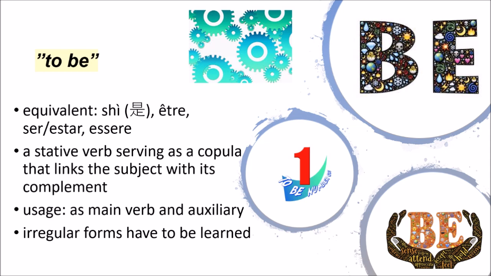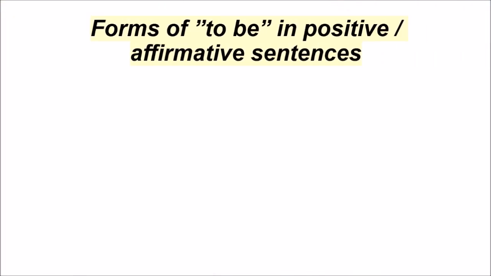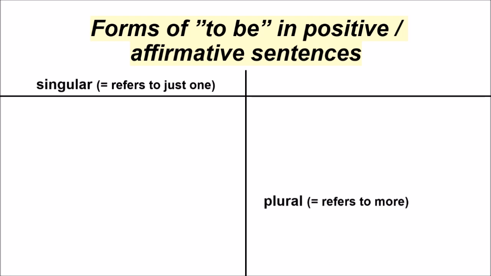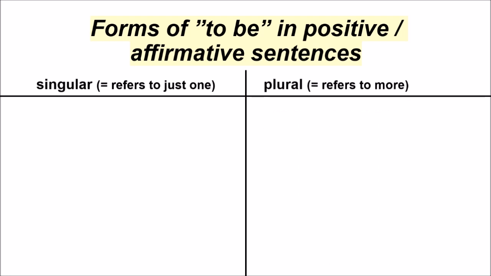Let's take a look at the different forms of to be in positive or affirmative sentences and statements. You have to distinguish between the singular, referring to just one noun or item, and the plural forms, referring to several nouns or items. There are long and short forms. But in spoken English, the short forms are more common. So the long form is I am, the short form I'm, with an apostrophe.